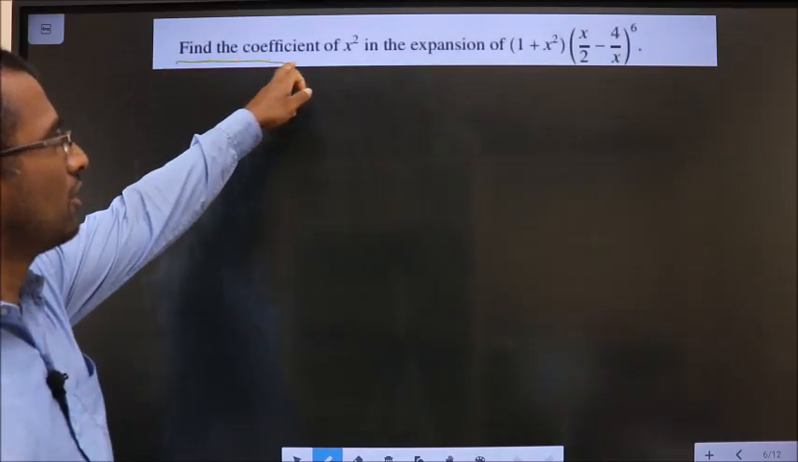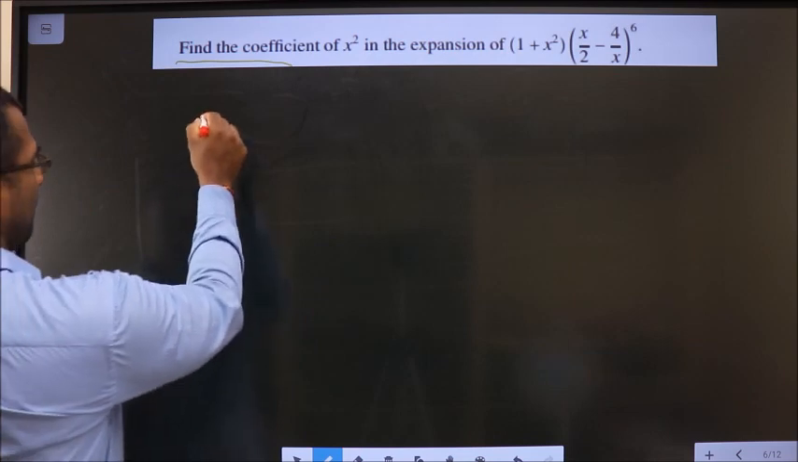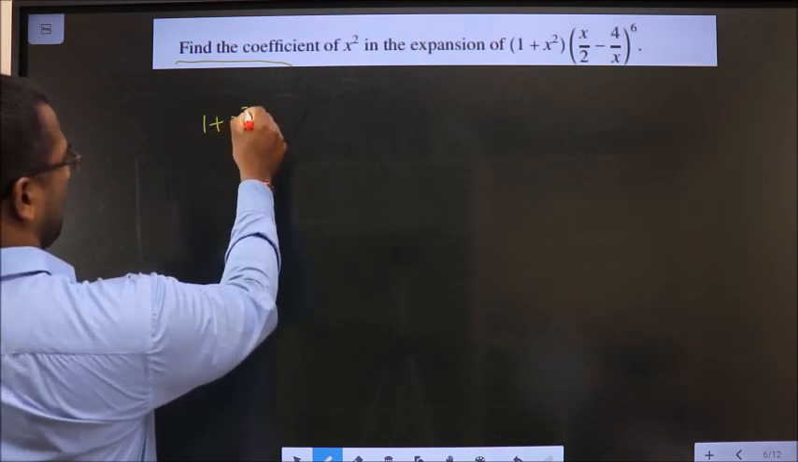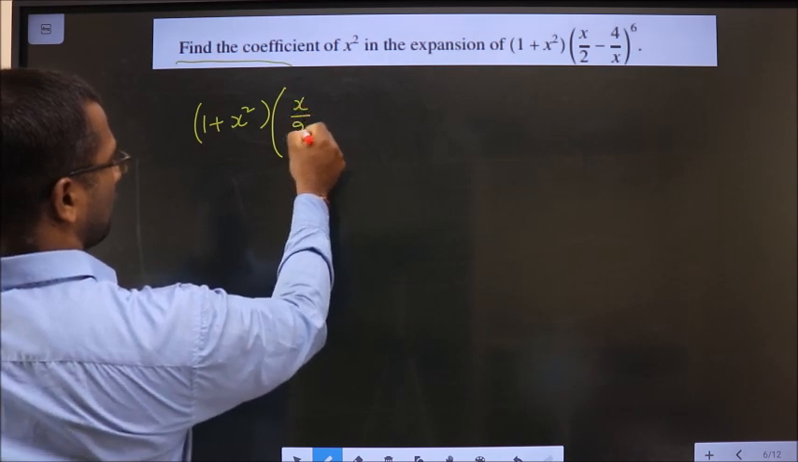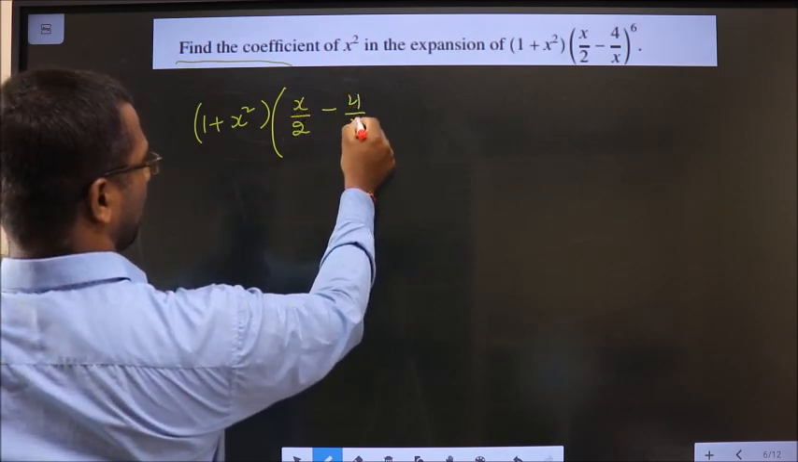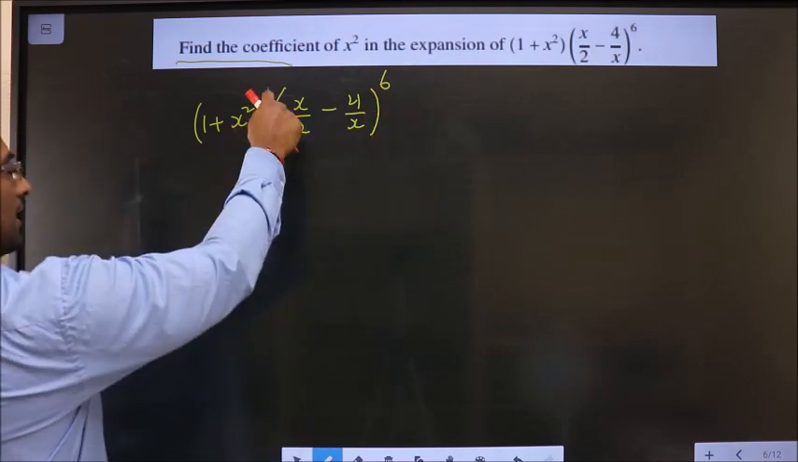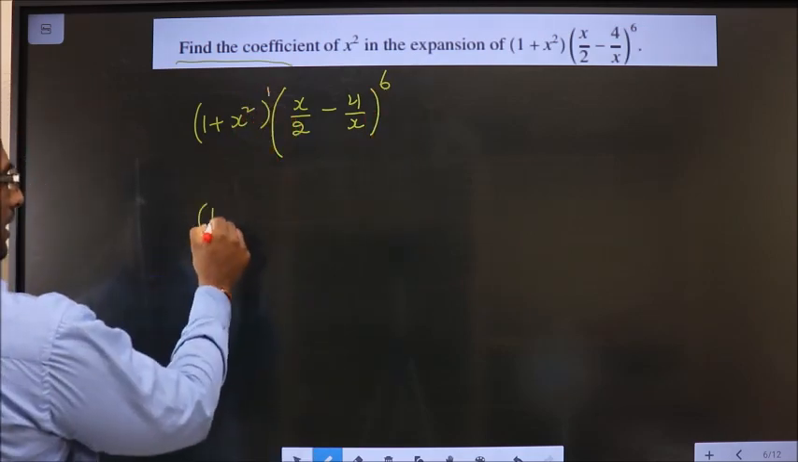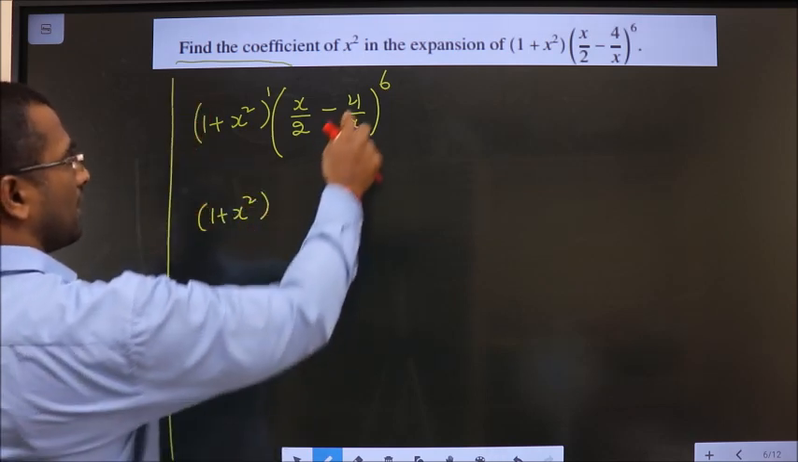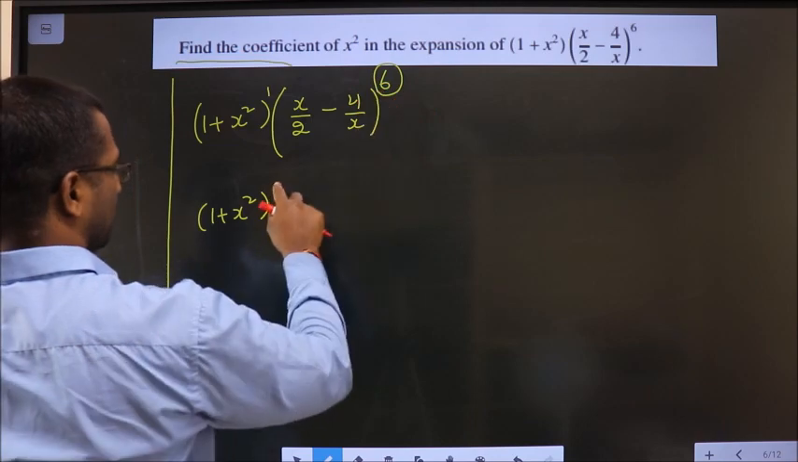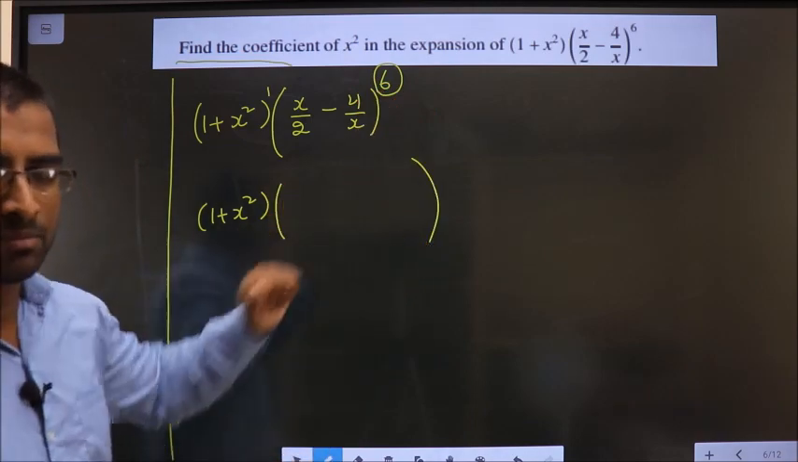Find the coefficient of x square in the expansion of (1 plus x square) times (x by 2 minus 4 by x) power 6. Now see, here the power is 1, it will not undergo any change. Here the power is 6. So if I expand this, I get many terms.